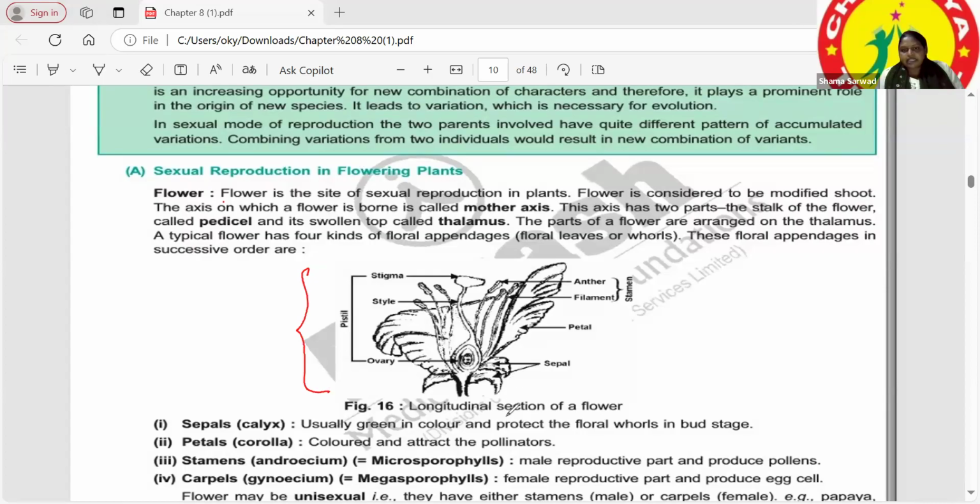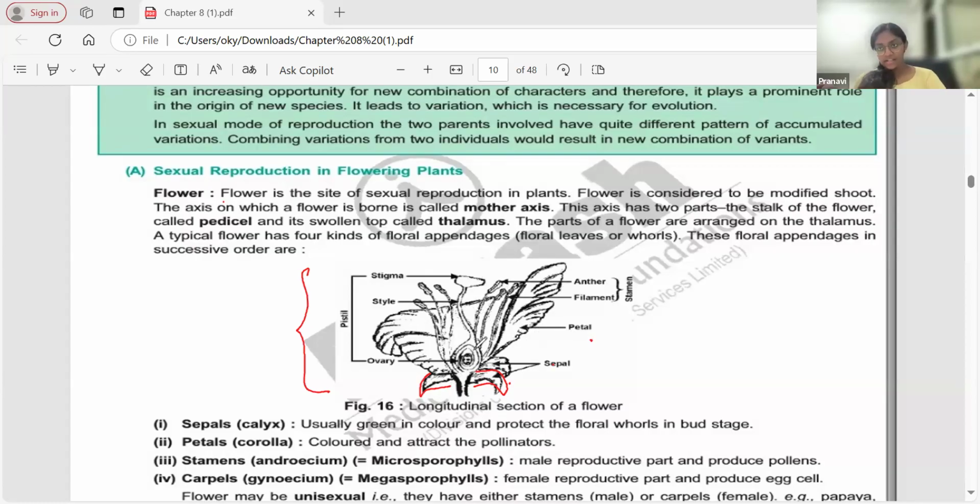So see what is there in that green colored part of the flower: sepal, petal, anther, filament, stigma, style. Singular is called a sepal. This is what the colored petals of the flower are. If you see the flower, how do the flowers get their color?